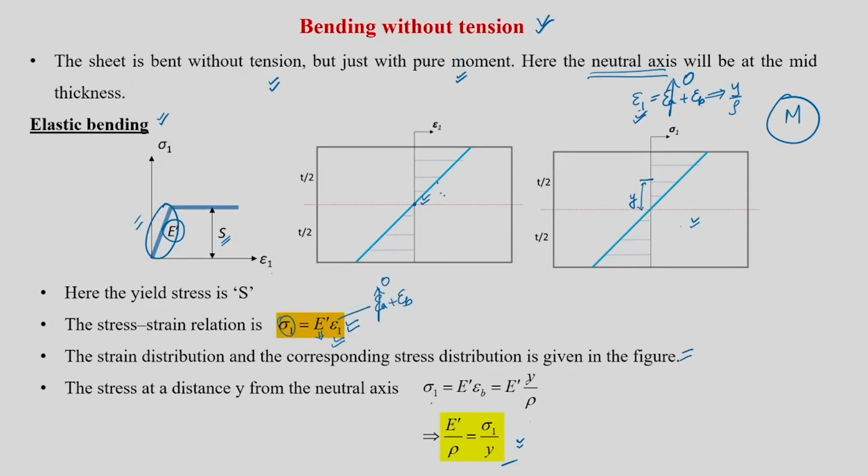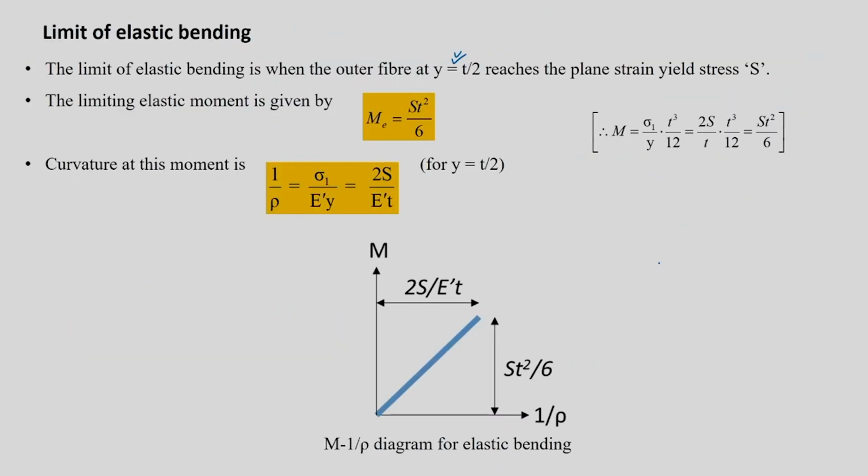Y is equal to T by 2 means this particular surface. If you put that condition, y is equal to T by 2, you will reach the upper surface. The upper surface is generally undergoing tension as compared to the lower surface, which we understand while we bend. So whenever you are bending it, the uppermost fiber at y is equal to T by 2 will reach the plane strain yield stress, if that is the limiting case.